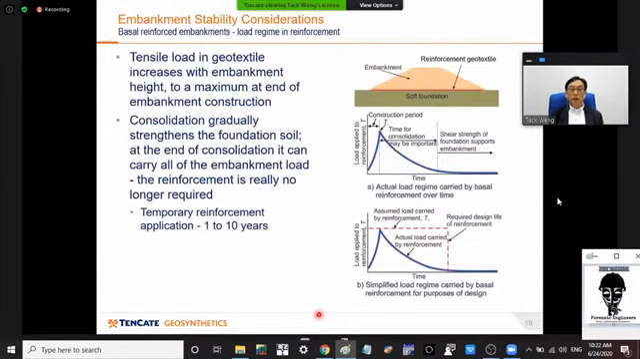The tensile load that is required in the embankment is not a constant. It increases as the embankment height increases, up to a maximum at the completion of the embankment height, and then gradually, as the foundation soil consolidates, it gains in shear strength, and the required tensile strength actually reduces.